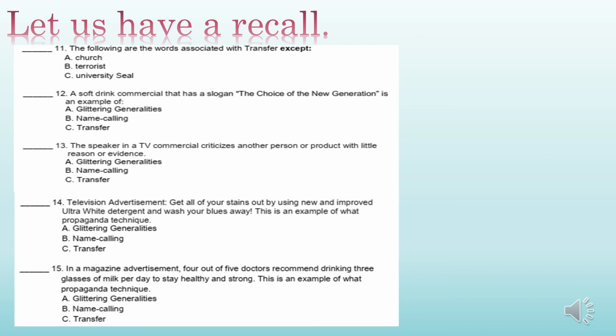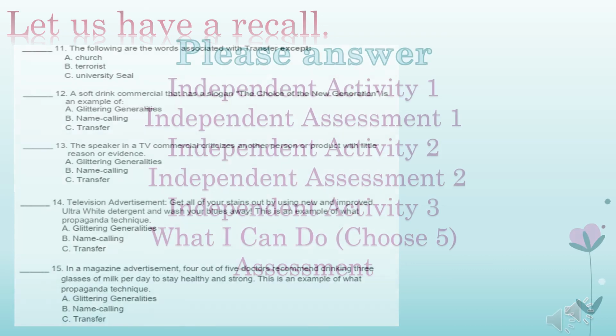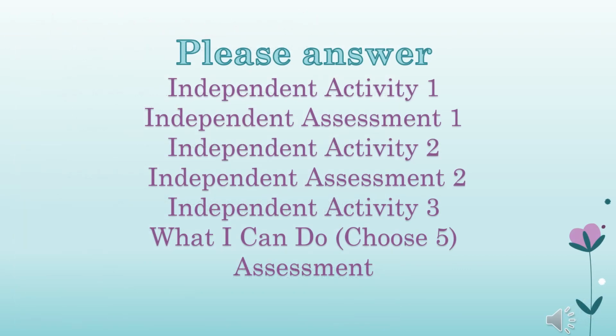And if you have any questions, like I said, just chat me in the GC so I can answer you. So here are the things that you need to answer. Let me discuss to you on the next page. So please answer the following: independent activity 1, 2, and 3, independent assessment 1 and 2, and what I can do. In what I can do, there are 10 examples, or 10 questions rather, you're only going to choose 5. Okay? And also please do the assessment. Okay, that would be all.